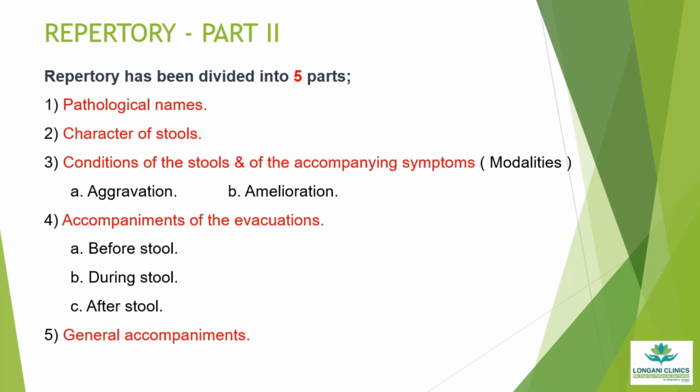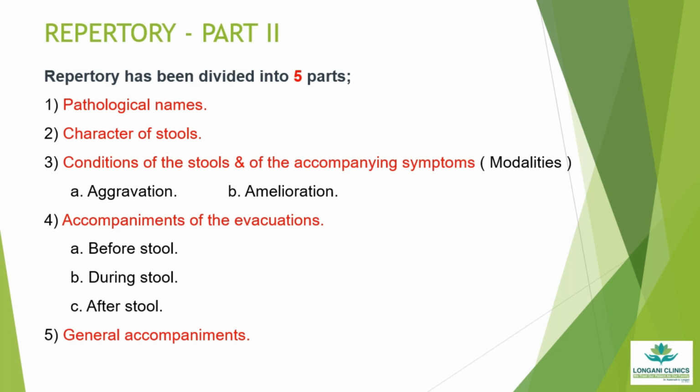Repertory has been divided into 5 parts. 1. Pathological names. 2. Character of stool. 3. Condition of stool and of accompanying symptoms. It includes modalities: A. Aggravation, B. Amelioration. Fourth one, Accompaniment of evacuations. Here you will find before stool, during stool and after stool.